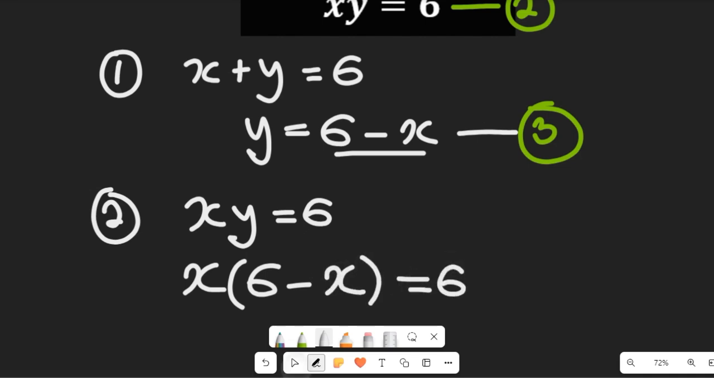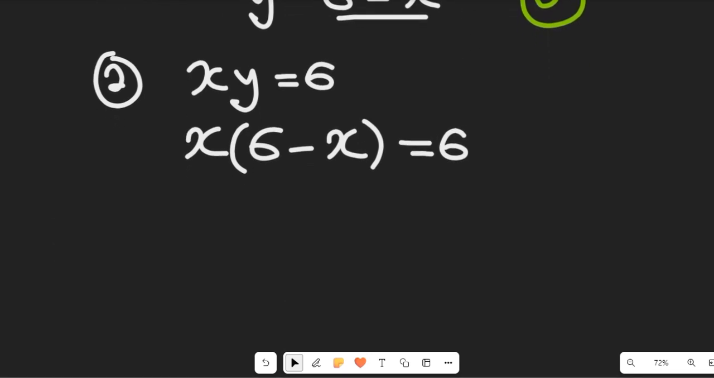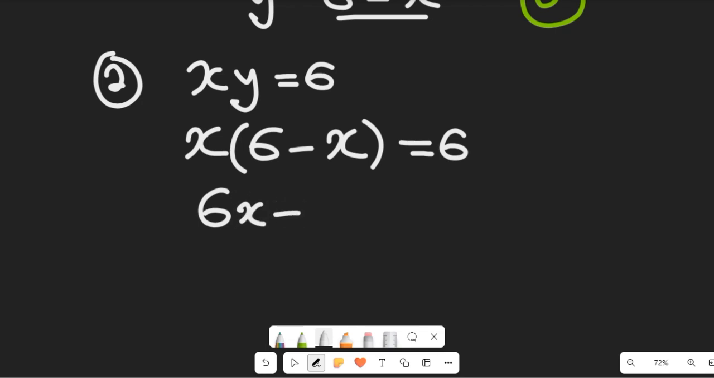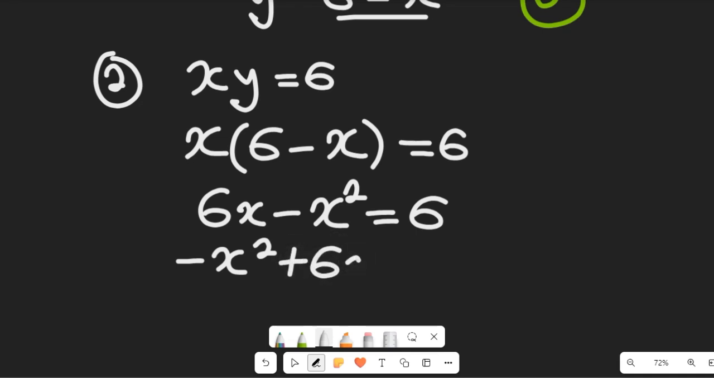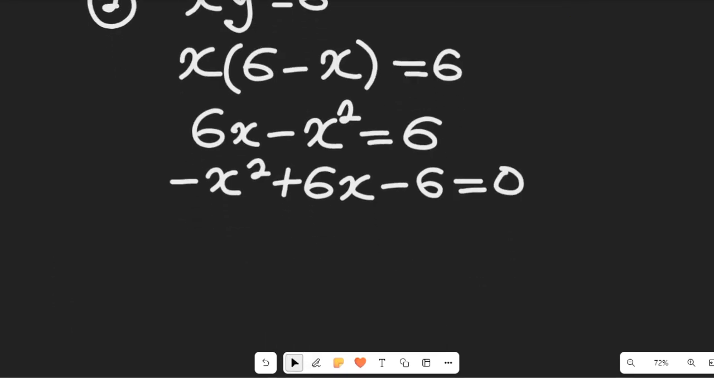Now, do you see this giving back a quadratic equation? I guess as much. 6 times x is going to give us 6x, minus x times x is going to give us x squared, and this is equal to 6. Now, if we collect the like terms, we're going to have x squared plus 6x, and this is going to give us minus 6, and this is equal to 0. Voila! This gives us a quadratic equation.